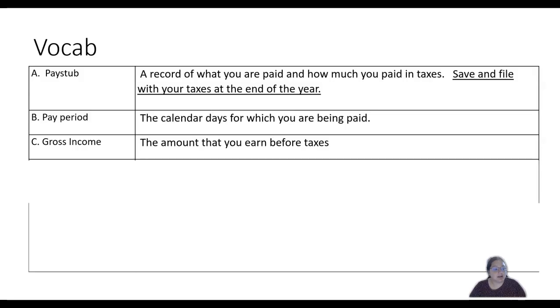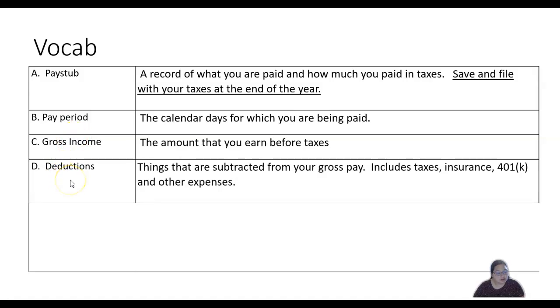C, our next vocabulary word is gross income. This is the amount that you earn before taxes. So if you're paid hourly, the gross income is your hours times the rate that you're getting paid for those hours. But then you have your deductions. So our next vocab word is deductions. These are things that are subtracted from your gross pay. They include taxes, insurance, your 401k, but they can also include things like life insurance, meals, if your employer provides them. It can include uniform expenses and things like that.